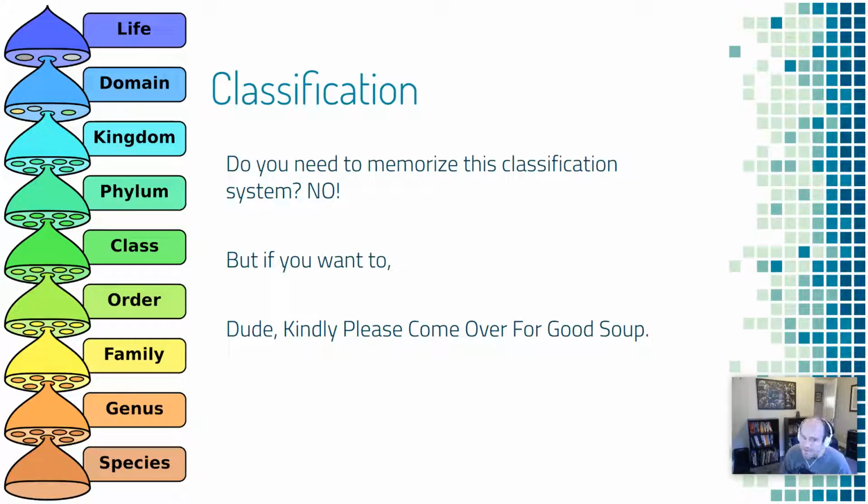Do you need to memorize this classification system? No. But I do strongly recommend you remember the phrase, dude, kindly please come over for good soup. Domain, kingdom, phylum, class, order, family, genus, species. If you can remember that sentence and you know roughly what those first letters correlate to, you should always be able to remember the order and know how close or disparate the grouping is, because obviously a family is much closer related in evolutionary history than a phylum, since phylum is everything with a spinal cord. You and I and fish share the same phylum.